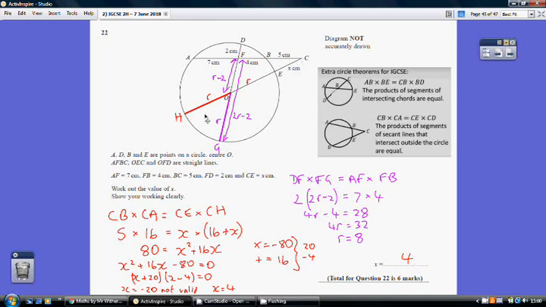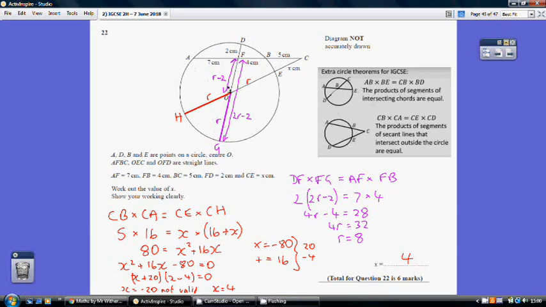Now to start off with, I'm going to be focusing on using this first circle theory, and it's the bit up here marked in purple. So I'm saying that DF times FG is going to equal AF times FB. That's just literally using this circle theory here.